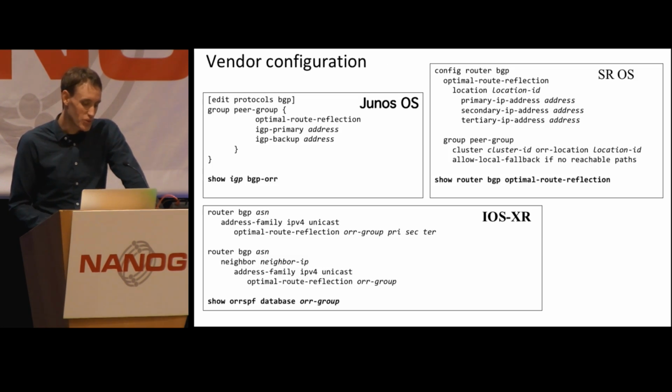This is just a quick snapshot of how you configure this on a box. It's really simple. There's not a whole lot to it on any platform. I would say Juniper's a little different. If people are familiar with Juniper, most things are configured explicitly under a peer group. This is no different. You simply enable it under a peer group. On Cisco and Nokia, you create the ORR group outside of the peer group configuration, and then you reference that when you create the peer. So it's all fairly good.